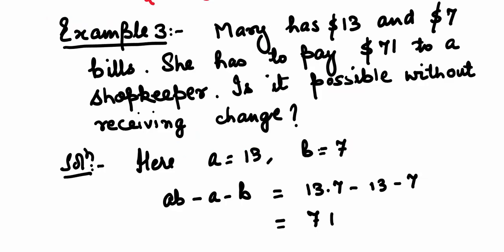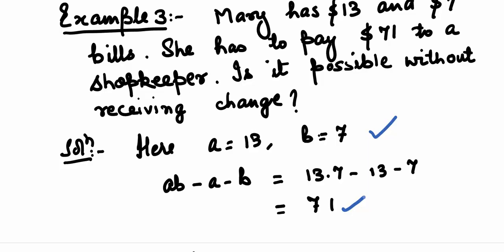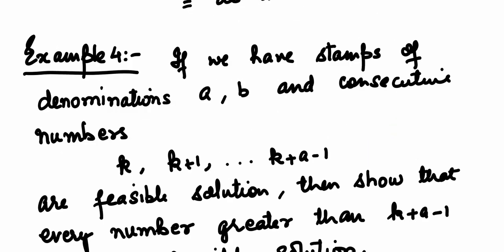Let's come to the third example. Mary has $13 and $7 bills. She has to pay $71 to a shopkeeper. Here, your A is 13 and B is 7. So AB minus A minus B is nothing but 3 into 7 minus 13 minus 7, which is equal to 71. Now, as AB minus A minus B is equal to 71, it is not possible to pay using $71 without receiving the change.